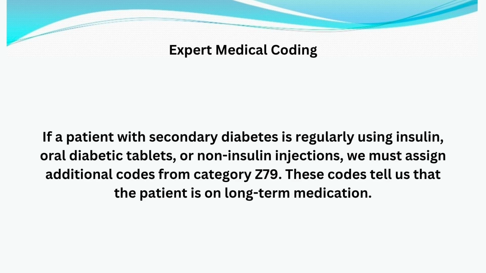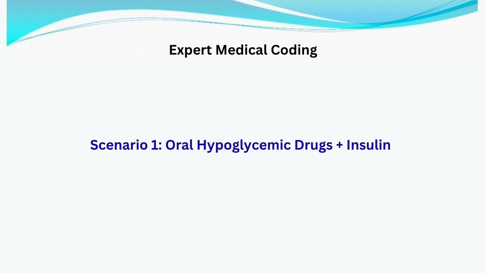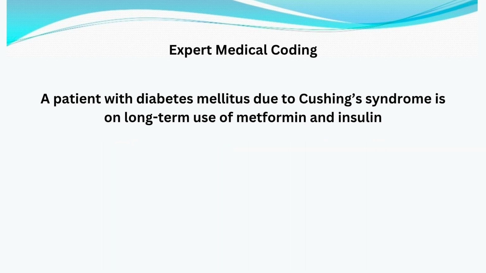If a patient with secondary diabetes is regularly using insulin, oral diabetic tablets, or non-insulin injections, we must assign additional codes from category Z79. These codes tell us that the patient is on long-term medication. Now let us see the first scenario in which the patient is on long-term use of oral hypoglycemic drugs plus long-term use of insulin. Let us see the scenario. A patient with diabetes mellitus due to Cushing's syndrome is on long-term use of metformin and insulin. Let us see how to code in this scenario.